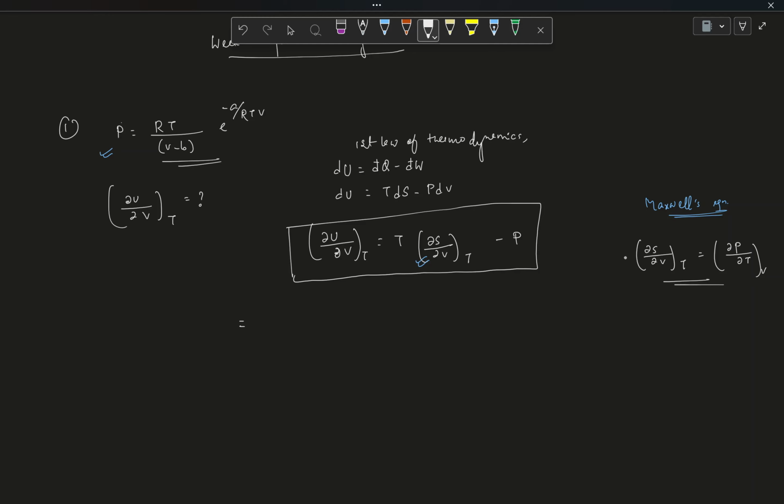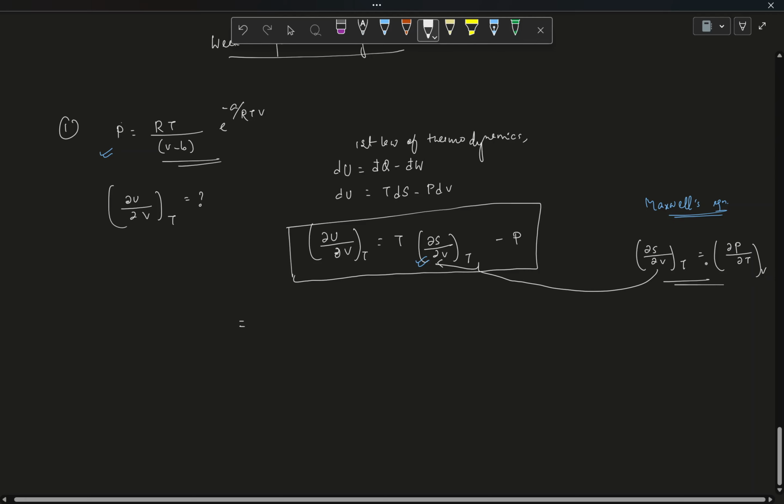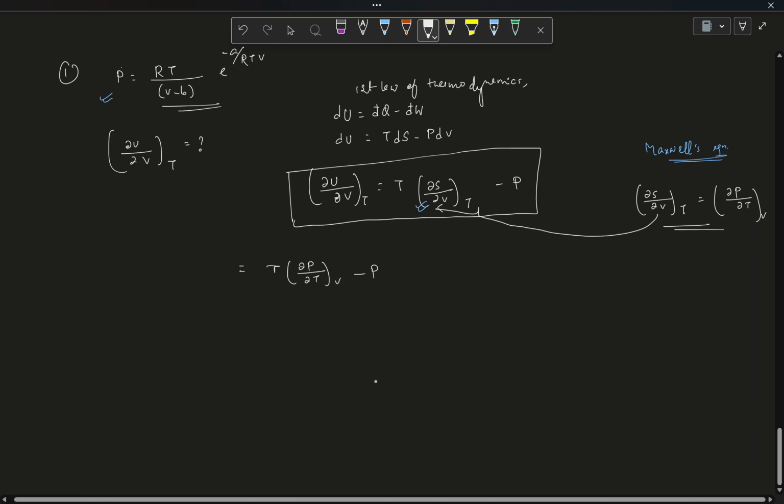So here we will substitute this term with del P del T, because you have this information about P, right? So you can take a derivative with respect to temperature and calculate what is del P del T, but that is something that you cannot do with del S del V, because you have no information about the entropy directly. So that is what we do: we have T times del P del T at V constant, minus P, right? So now you have this P.